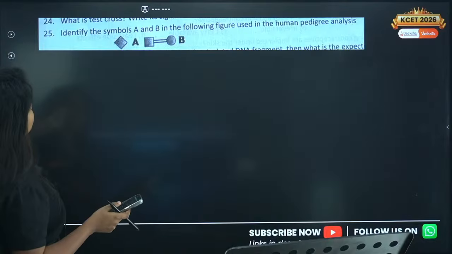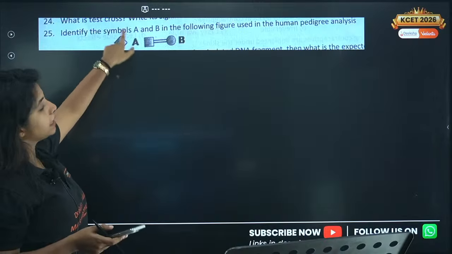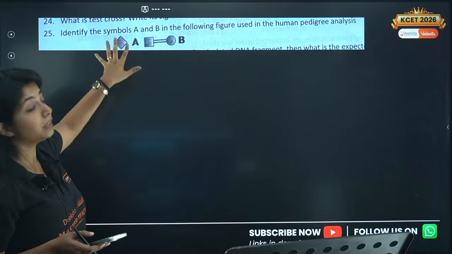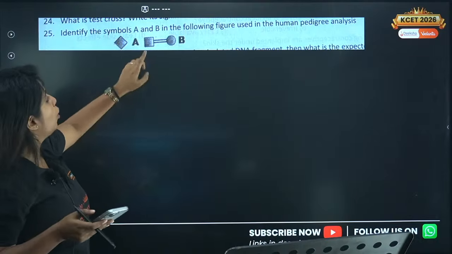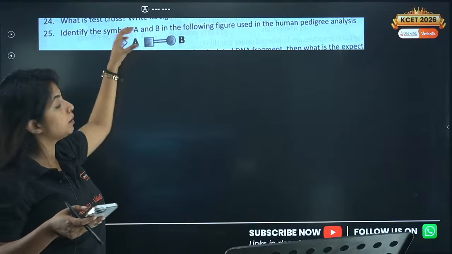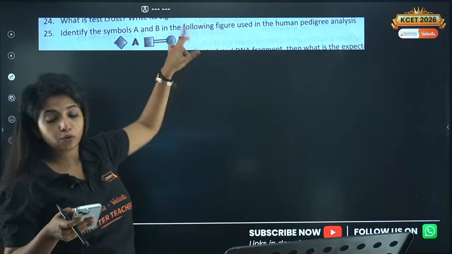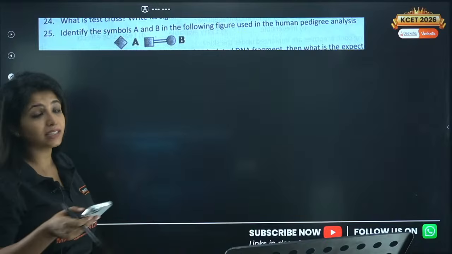Cool. Next, identify the symbols A and B in the following figure. So what is A? Here the sex is not identified, but since the shade is there, that particular person is diseased as well. Over here, one square and one circle and 2 lines in between. It is known as consanguineous mating. What do you call consanguineous mating?